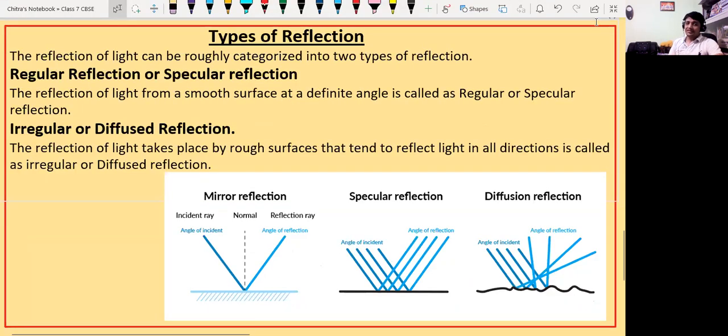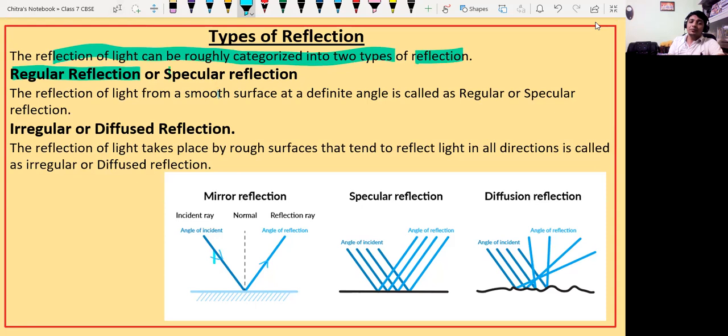Now we are going to understand the types of reflection. In the first diagram that we have already gone through, when light rays are incident on any surface and reflect back into the same medium, it is called reflection of light. But reflection of light can be categorized into two types. The first one is called regular reflection, or it is also called specular reflection. Both are the same thing; we have different names, but the thing is the same.